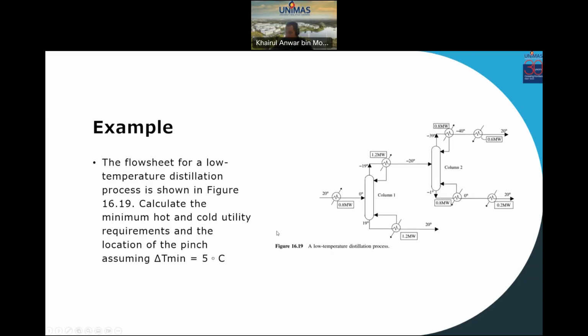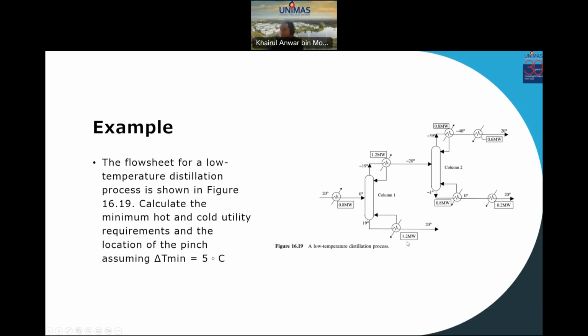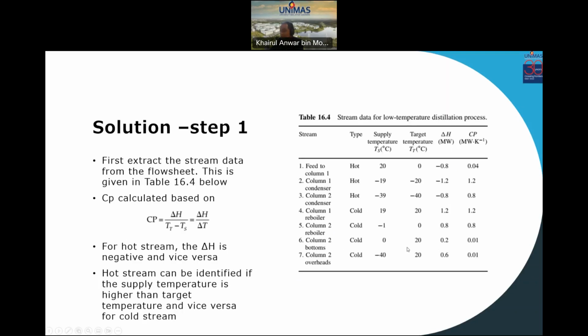Similar for condenser 1, column 2, column 2 condenser, column 1 reboiler, column 2 reboiler, column 2 bottom, column 2 overhead. So 1, 2, 3, 4, 7. So we have 7 streams. For a hot stream, the delta H is negative and vice versa. A hot stream can be identified if the supply temperature is higher than the target temperature, and vice versa for a cold stream.